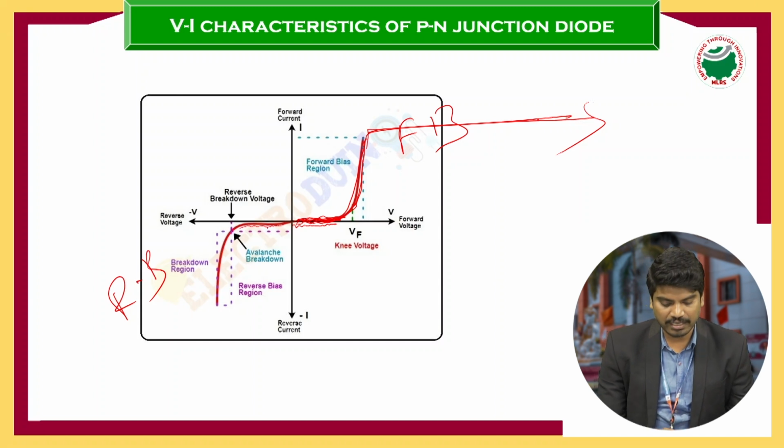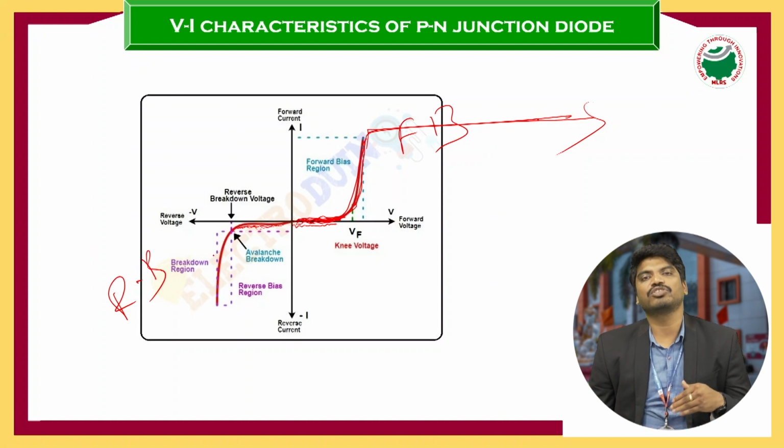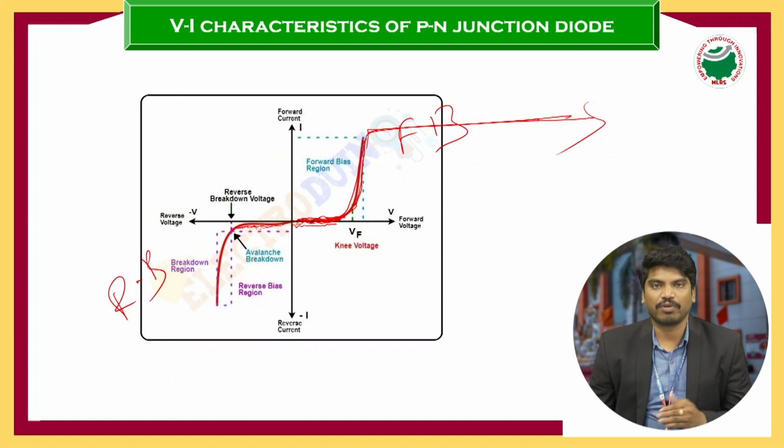We can see that there is a flow of minimum amount of biasing current, that is leakage current, in reverse bias. But if I increase the forward bias voltage much more, the current will be maximum and it will be saturated.